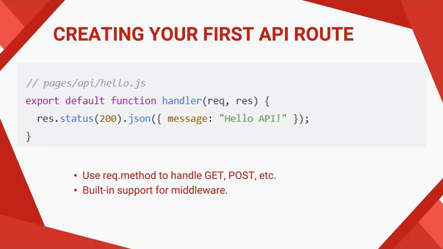Use the request method to handle GET and POST etc. You are allowed to add a conditional: if req.method equals POST inside the route. There is built-in support for middleware. You can build custom middleware for tasks like logging, validations, and authority checks. Okay.